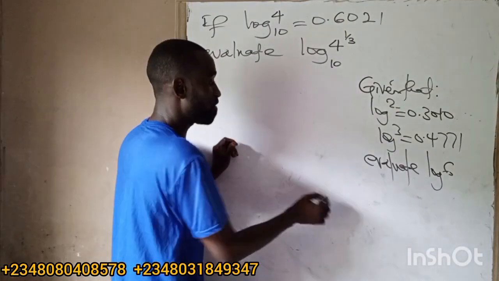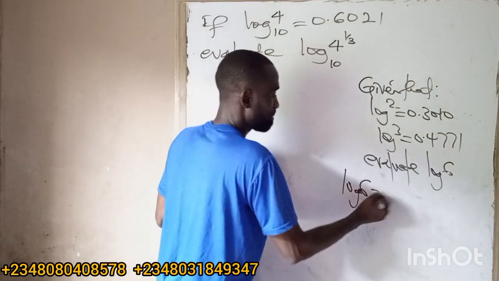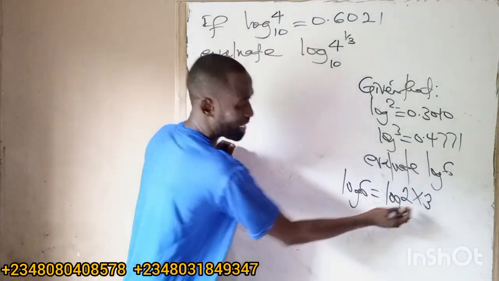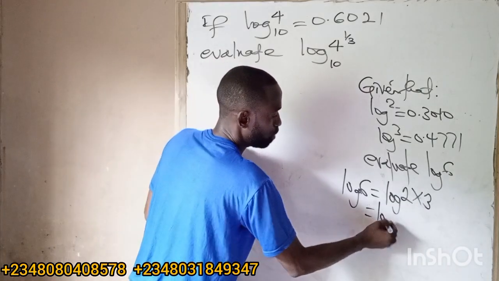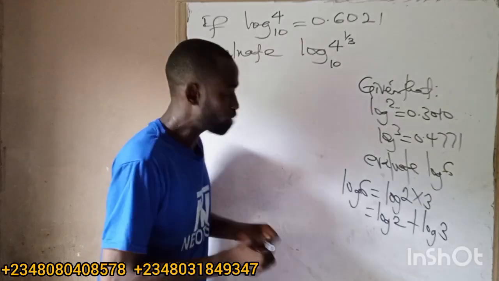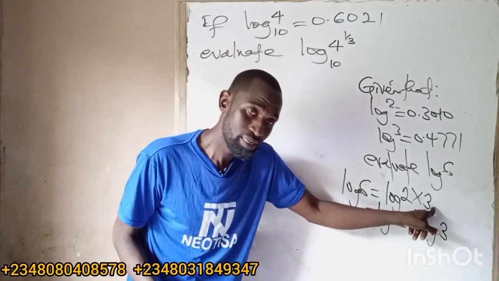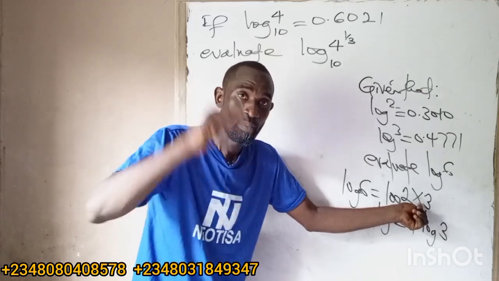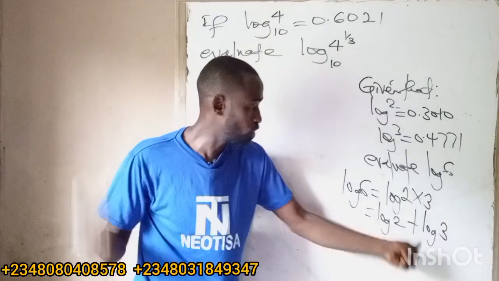If I want to break 6 down, log 6 is saying log of 2 times 3. Is that right? So I will apply the law of logarithm. That will be log 2 plus log 3. 6 is 2 times 3, and this is multiplication. Under the law of logarithm, multiplication becomes addition. And this is what I've done.